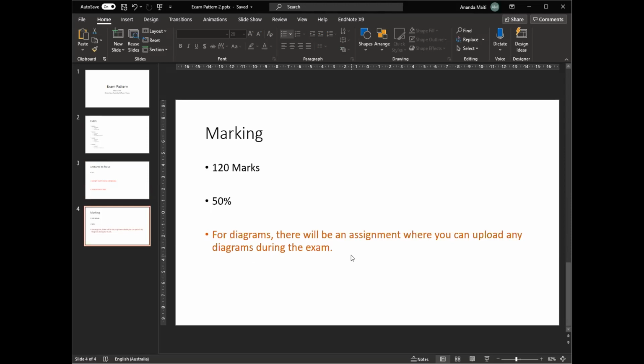For diagrams, I will create an assignment, and I have enabled the HTML and image upload facility in Milo itself. So keep your PowerPoint open. If you want to draw something, you can quickly draw it and put it in there.